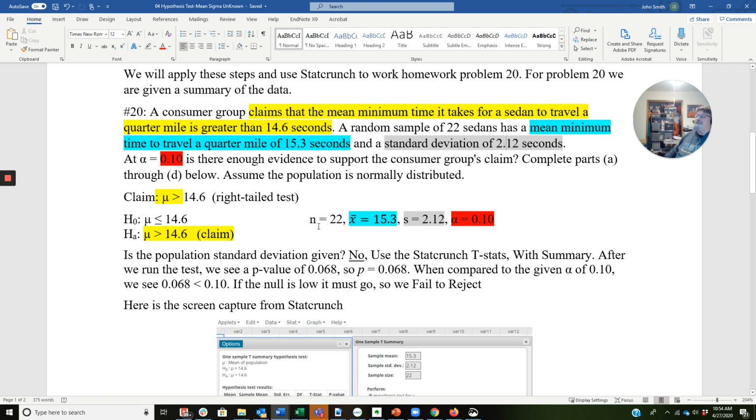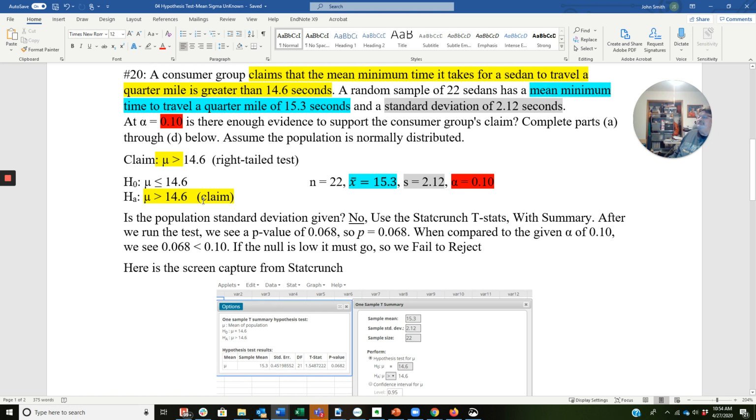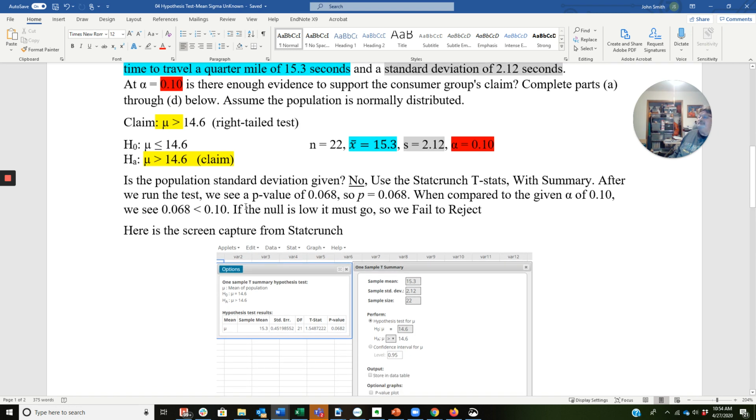So n is equal to 22. Again, I still identify the parts. You notice I'm still following the steps. X bar equals 15.3. S, notice I changed this. This is now S, not sigma, equals 2.12 because it is the sample standard deviation. Alpha equal to 0.10. So I have everything I need. So is the population standard deviation given? No. So since it is not, we're going to use Statcrunch T-Stats with a summary.